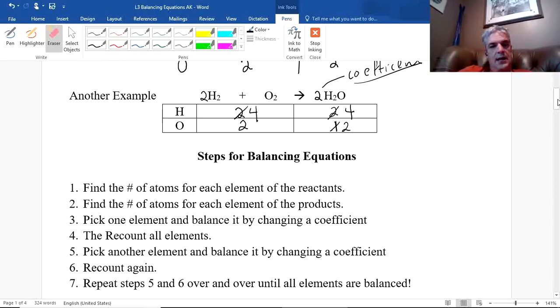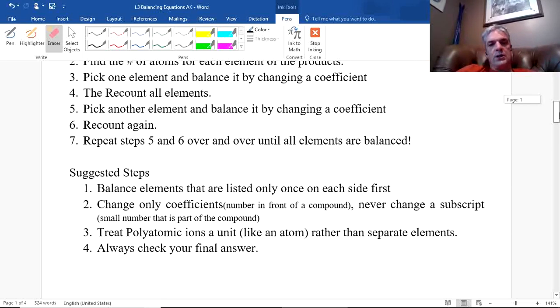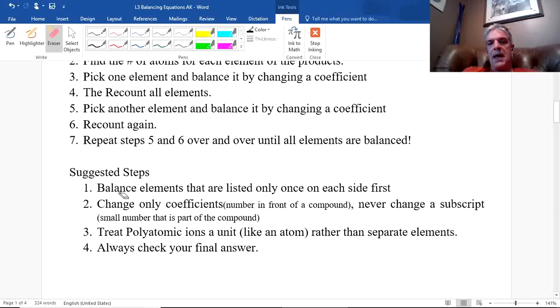So I'll try a more difficult one. Now there's a couple other pointers worth noting. Balance elements that are listed only once on each side first. It just seems to make life easier if you do that. Change only coefficients, the numbers in front of the compound. Never change the subscript, the numbers behind those little tiny ones. And this is a really important one: treat polyatomic ions like sulfate or nitrate like an atom rather than separate elements. So treat them like a unit. And then always check your final answer.